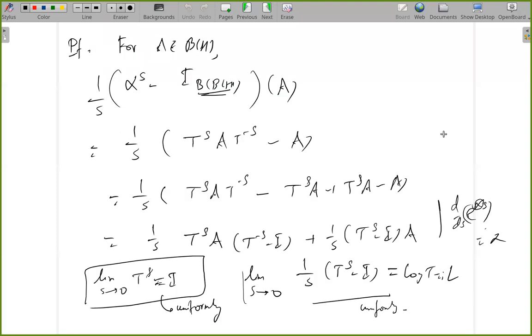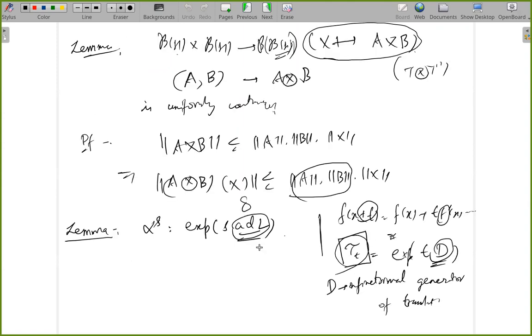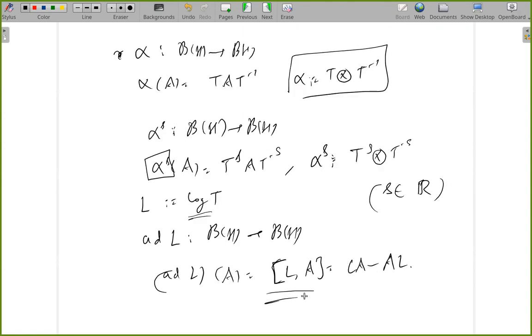I mean, for that, all you just notice is that when I take s to 0, this anyway uniformly goes to identity. And this derivative 1 over s of t to the minus s will go to minus log t, and this will go to log t. So it will be log t times a minus a log t, which is just the commutator, which I have written right here.